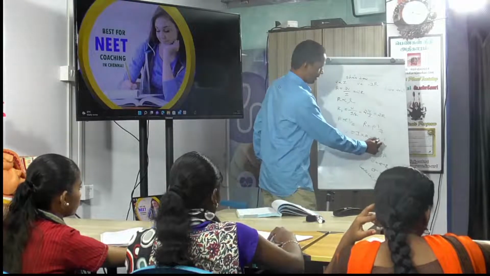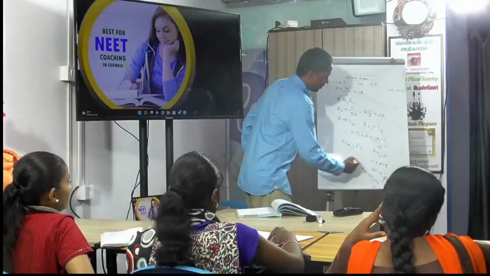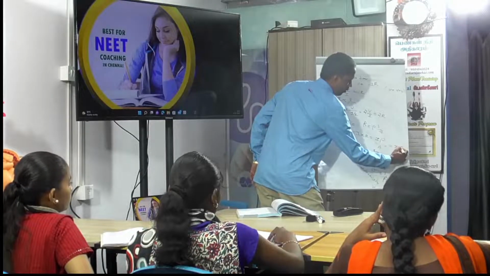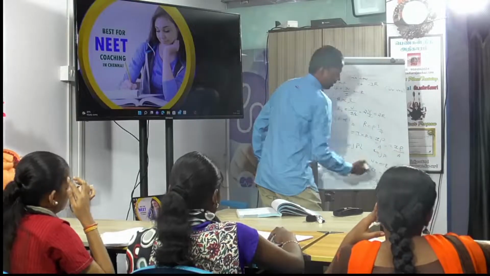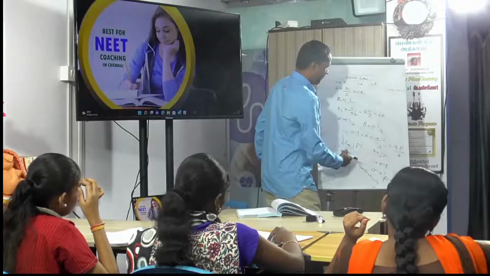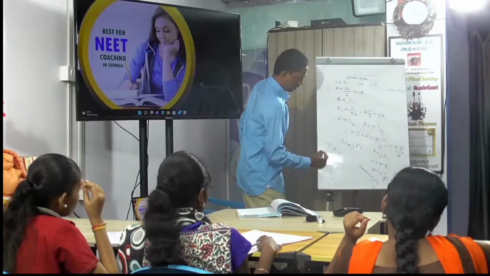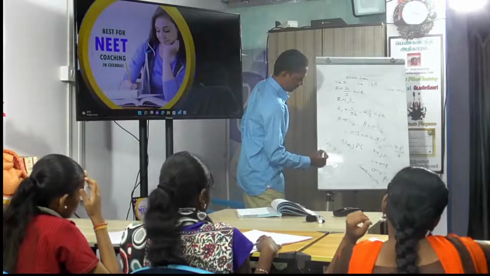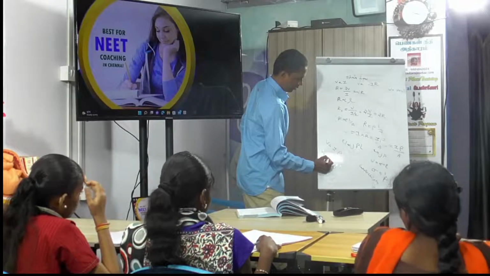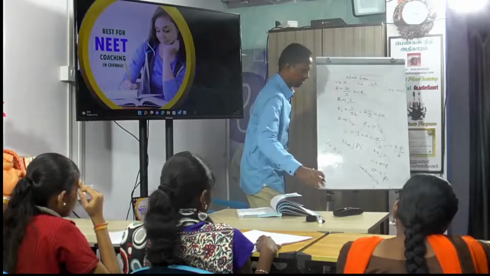I is equal to V by R, and R is equal to rho l by A. If you take the inverse of this, what will happen? V is equal to I rho l by A. So if you take this value, V is equal to I by A into 1 by inverse.